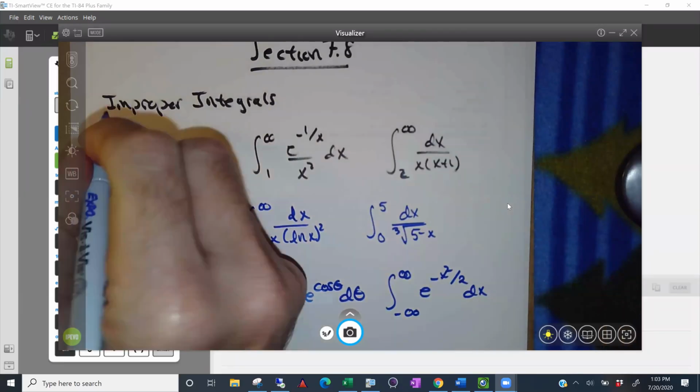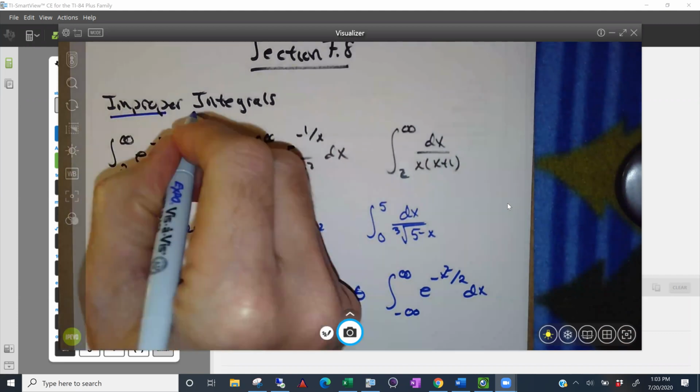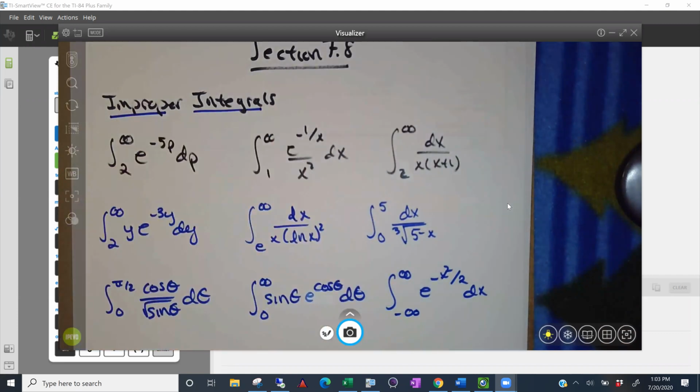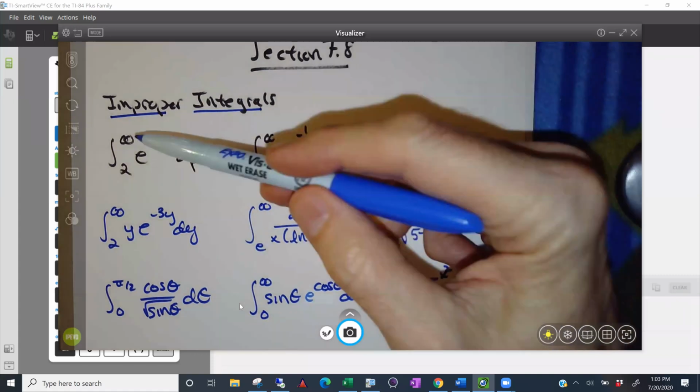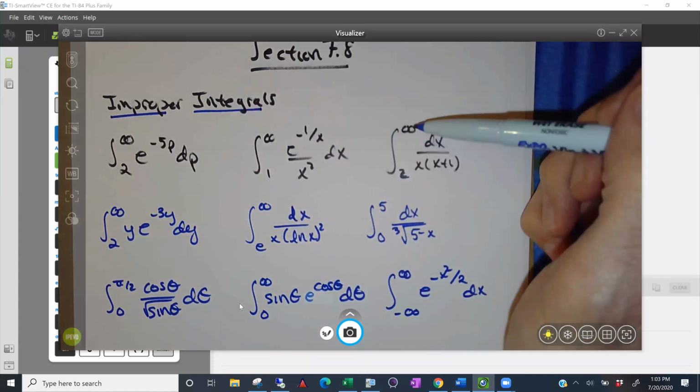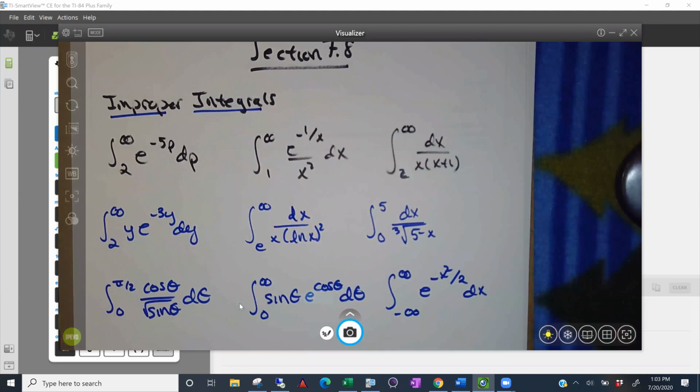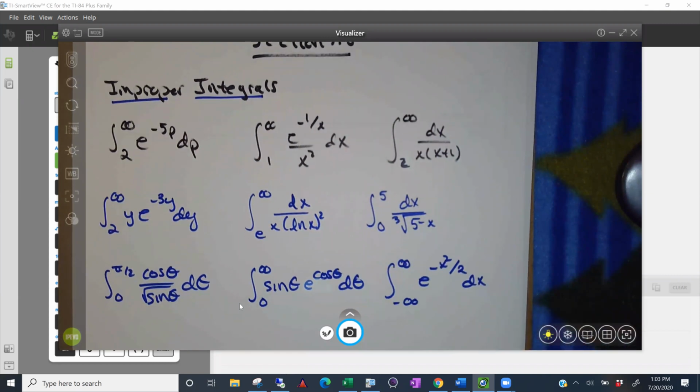So in section 7.8, we're going to go over improper integrals. Now, what is an improper integral? Well, an improper integral is something where one of the limits of your interval is something like infinity or negative infinity. That's one possibility, or you could have both. And then there's another possibility as well. That other possibility is that at one of the endpoints of the integral, the integrand is undefined.